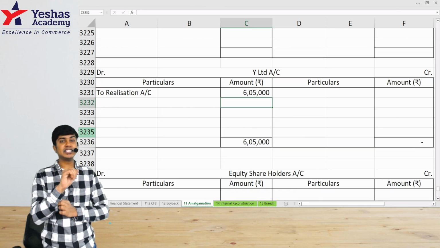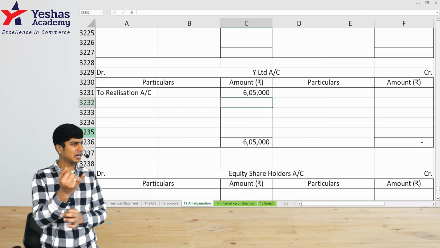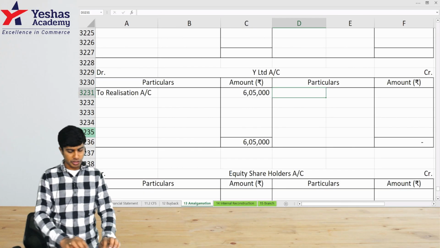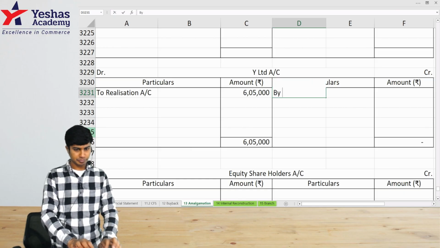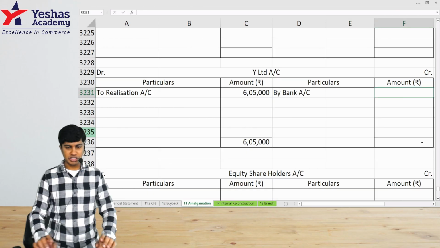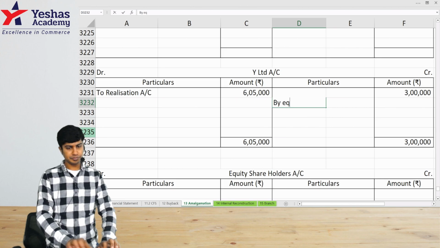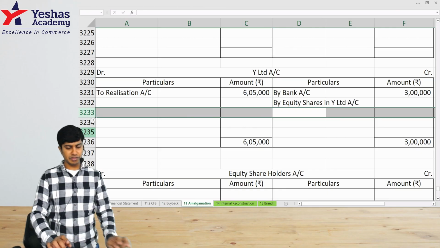Am I right? Receipt of PC: cash account or bank account debit, equity shares in Y Limited account debit, to Y Limited. So here I'll write by bank account. How much cash? Very good. By equity shares in Y Limited.